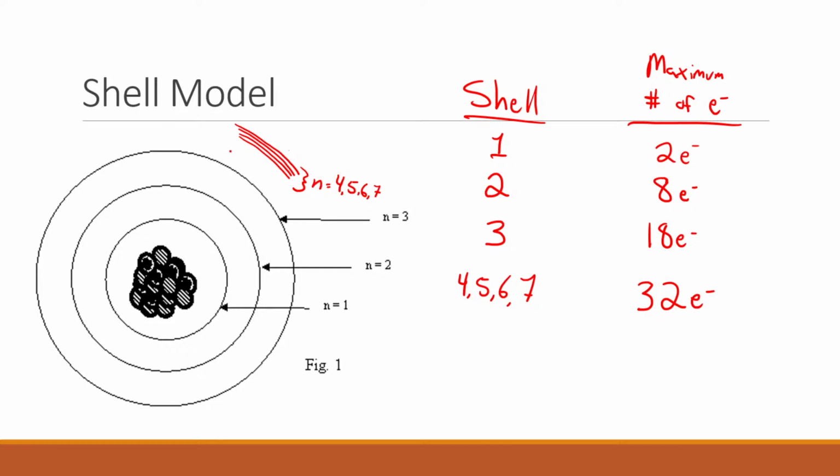Now, remember, the Bohr model is a simplification of something that's actually happening, right? The quantum mechanical model is the real model of the atom, and this is a close approximation. It is not 100% accurate. And so when we look at the periodic table in a second, we will see that there's a little bit of a disconnect.